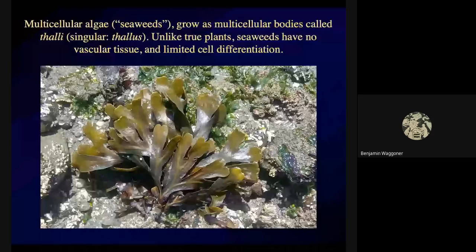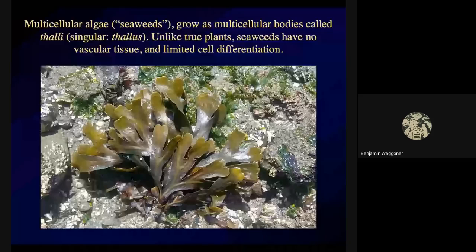Okay, this is clearly not a microbial mat. That's a seaweed. Seaweeds grow as multicellular bodies called thalli. So you're looking at a thallus. Seaweeds don't have vascular tissue. They don't have conducting cells that carry water or nutrients from one part of the plant to the other. And cell differentiation is present but limited. They don't have as many different types of cell as a true land plant would.